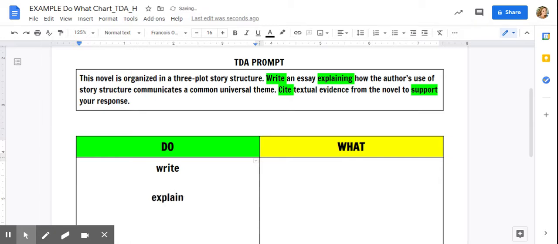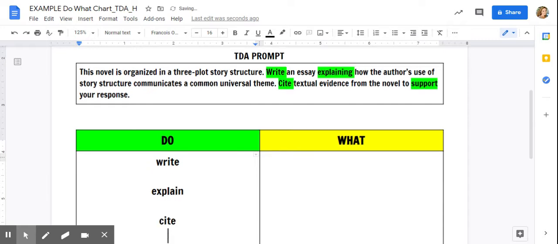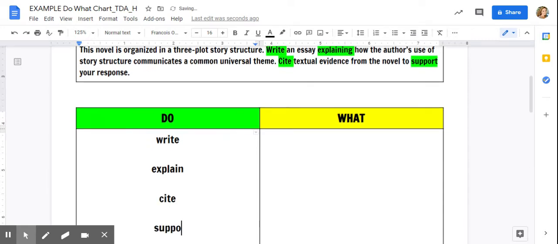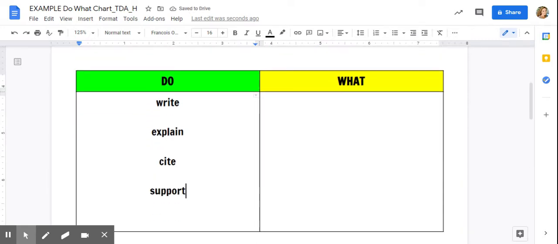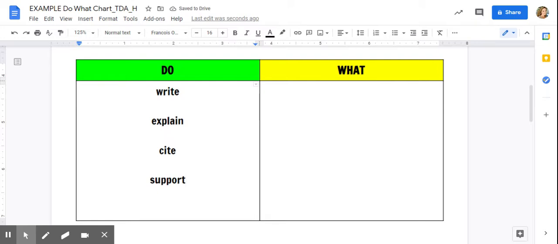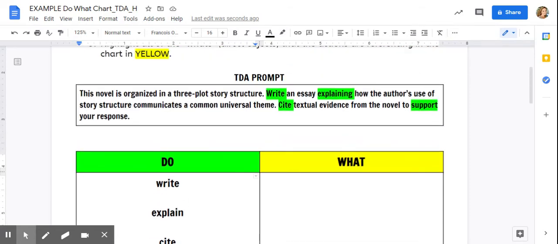Explain is the other verb. Then we talked about cite, and finally support. So that's everything you're going to have to do, your actions for this TDA prompt. Now we have to figure out the what. What is it we're supposed to do with these verbs? And whenever you have an action verb, if you have a noun that follows it, we call that a direct object. Just a little grammar lesson for you. So we're going to be looking for the direct object.